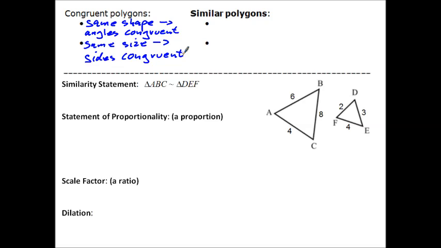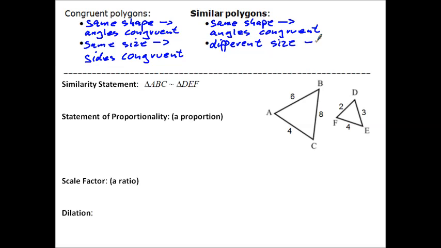Now, for similar polygons, it's not quite the same. Similar polygons still have to have the same shape. So the angles also have to be congruent for similar polygons. But they have different sizes. However, the sizes cannot be just randomly different. The sides have to also be proportional. They can't just be any random lengths, and that wouldn't work anyway, because if the angles are already congruent, then sides cannot be any length that they want.